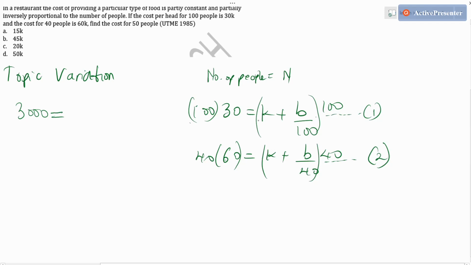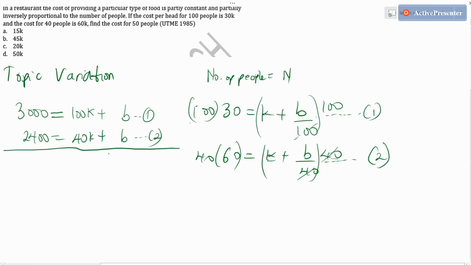So we have 100 multiplied by 30, which will give us 3000, which will be equal to, now we have a bracket here, so the 100 is multiplying k, so we have 100k plus, now b over 100 times 100, the 100 cancels the 100 here, so we have just b. And for the second equation, let's multiply 40 with 60, so we have 2400 equals 40 multiplied by k first, so we have 40k plus 40 in 40, that gives us b. Now this is our second equation.